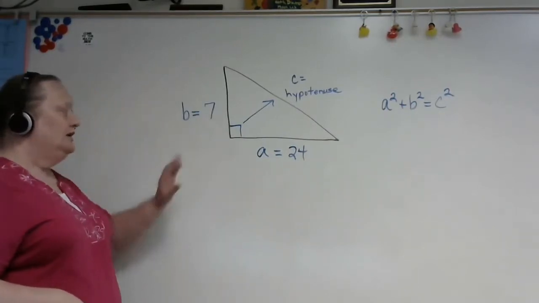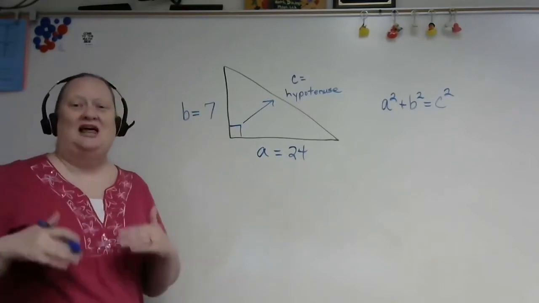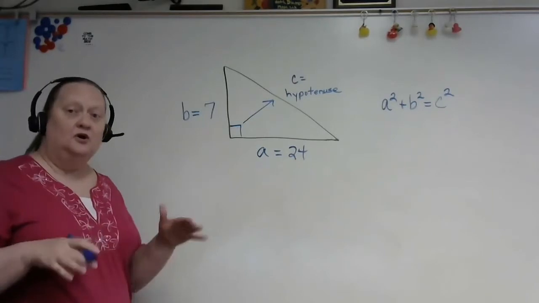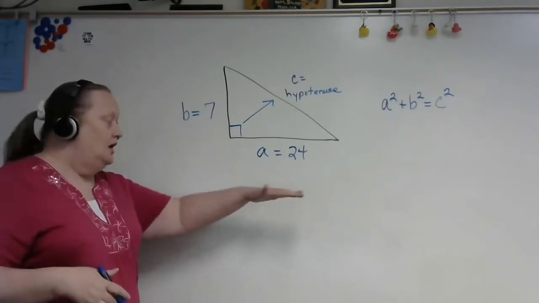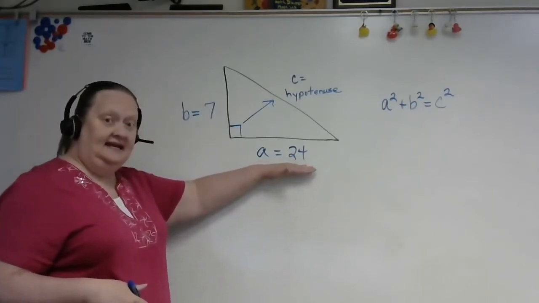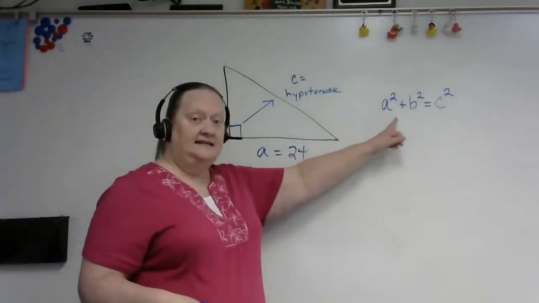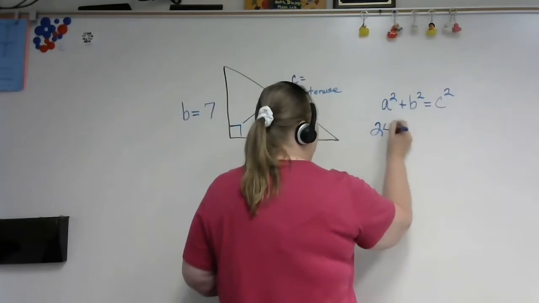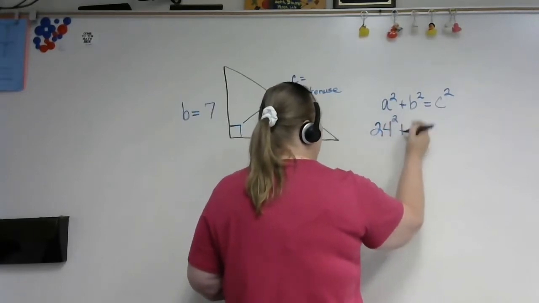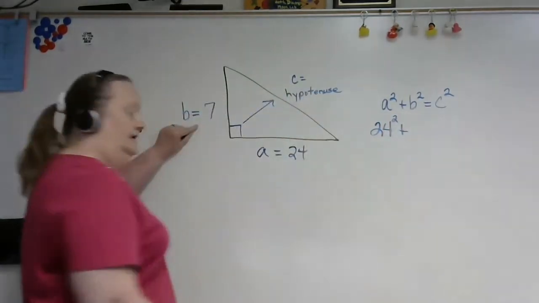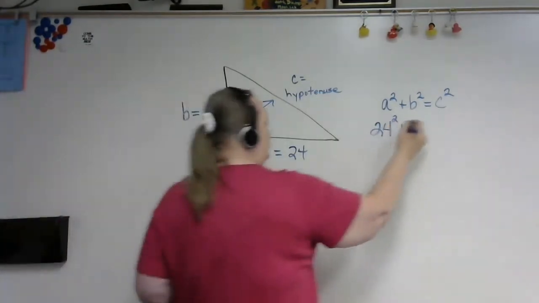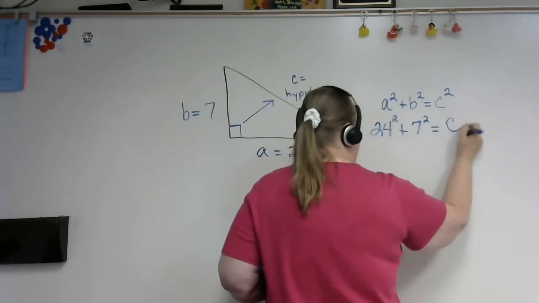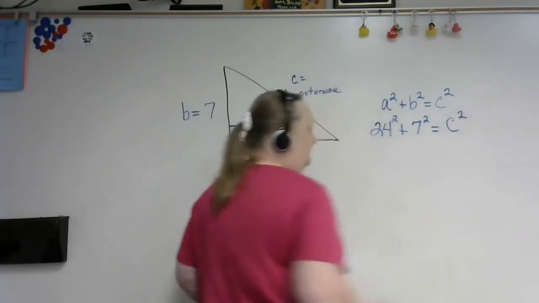So what are we going to do? We're going to plug and chug. Well, a little bit more than that, but we're going to plug in our values. We're going to plug in A is 24. Where we see an A, we're going to replace it with 24. So that becomes 24 squared. We're going to look for B. B is 7. So that becomes 7 squared. And then that leaves us C squared.